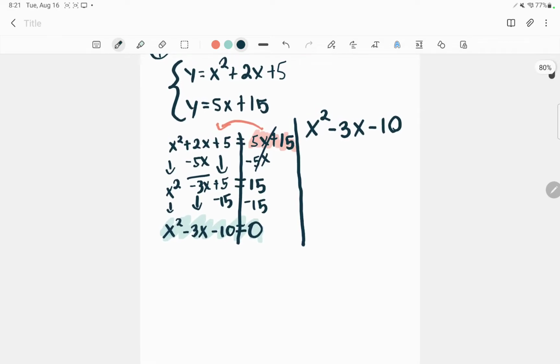Now, first thing I want you guys to do, I want you guys to do your table like we always do. On the top, I'm going to put a times c, which in this case is 1 times negative 10 is negative 10. Now I'm going to have to figure out factors of 10. So 1 and 10, then 2 and 5, 3 doesn't have 1, 4 doesn't have 1, then 5 and 2. And I'm just going to stop right there.